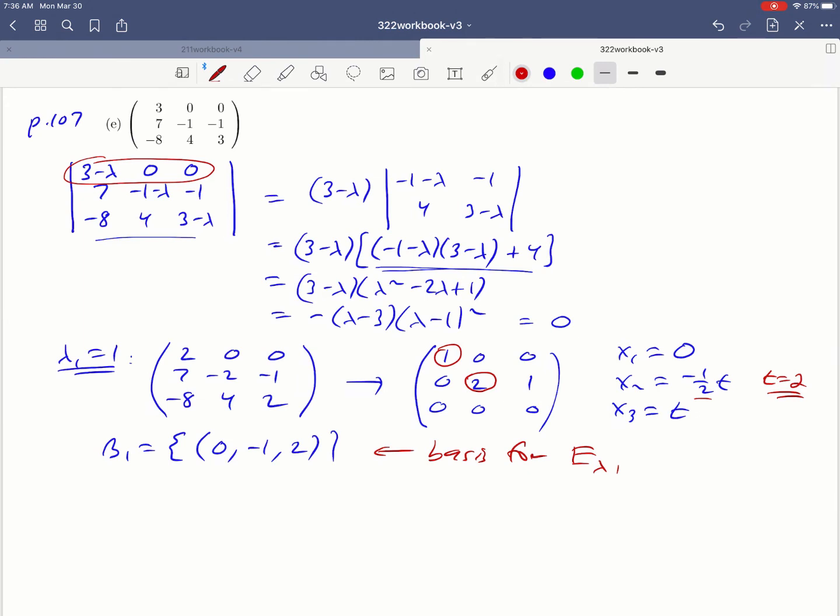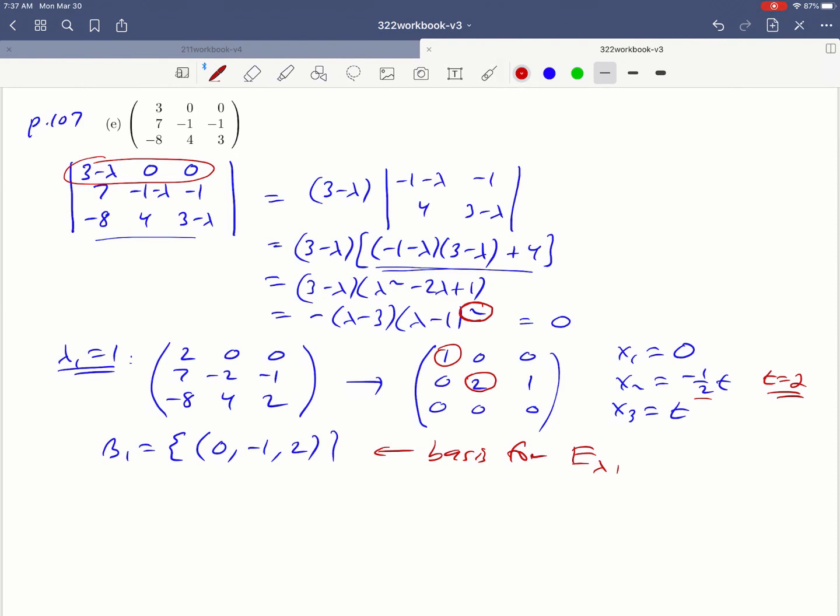Now the next step would normally be to look at our other eigenvalue, lambda equals 3, and continue this process. But hold on a minute here. We may be able to save ourselves some work if we think about this. What was the multiplicity of this eigenvalue, lambda equals 1? The multiplicity was 2.